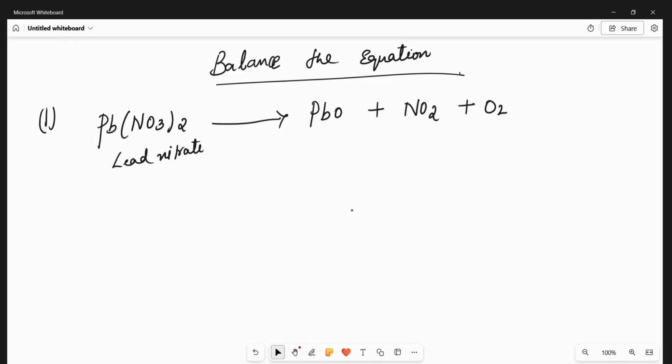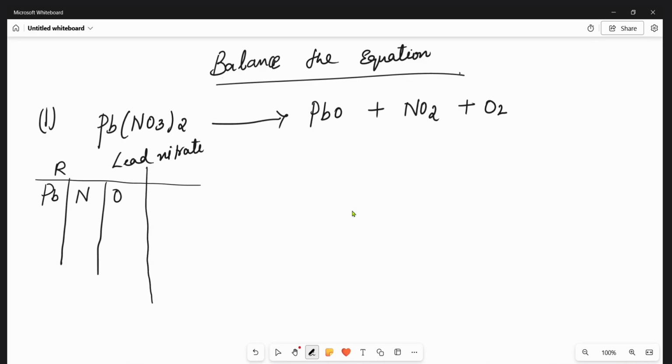Listen here, everyone. We have lead, nitrogen, and oxygen in the reactant. In the product also we have lead, nitrogen, and oxygen.